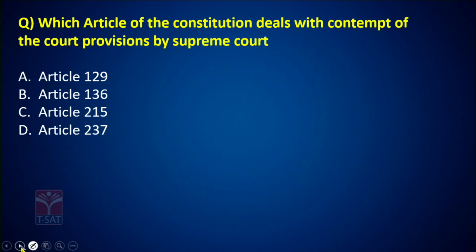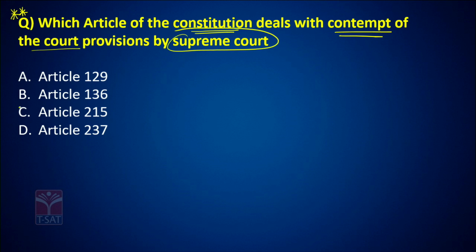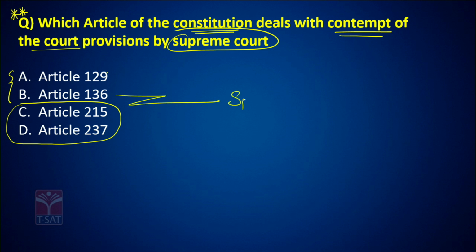Let's go to the next question. Expected for the exam because it is in news since very long time. Which article of the Constitution deals with contempt of the court provisions by Supreme Court? See, C and D you can straight away eliminate because these two articles don't belong to Supreme Court only. So you have to see if it is Article 129 or 136. Article 136 of the Constitution deals with special leave petition. It doesn't talk about contempt of the court.